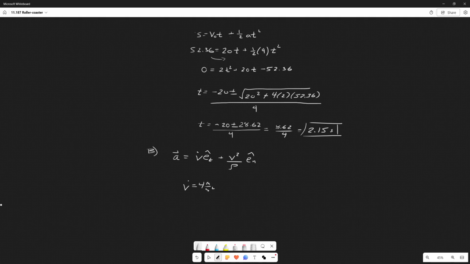It's the same at point B and at point D. In order to find the v squared over rho, we need the velocity at point D. So the velocity at D we can find by using that the velocity equals the initial velocity plus the acceleration times time. In our case, that initial velocity was 20 meters per second, plus the acceleration, 4, times the time that we found above, the 2.15 seconds. So the velocity at point D, I find it to be 28.6 meters per second.